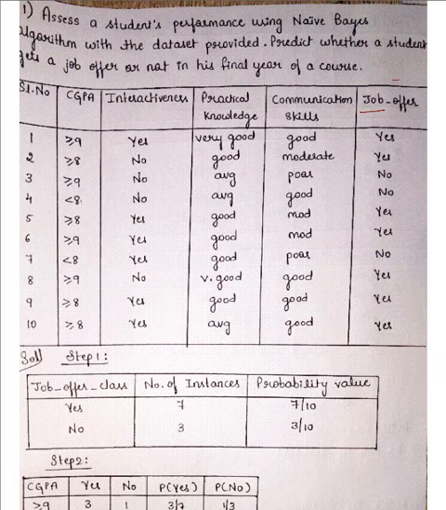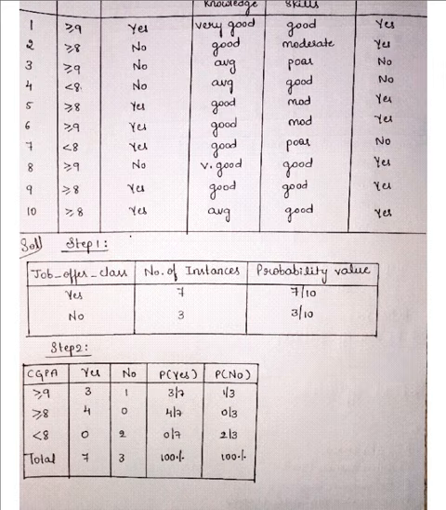The first step to apply this Bayes algorithm is to compute the prior probability. Step 1 is to compute the prior probability for each of the attributes that have been given. First, we compute the prior probability for the target class.